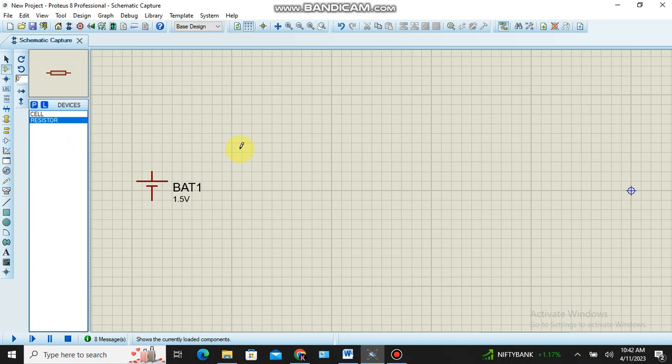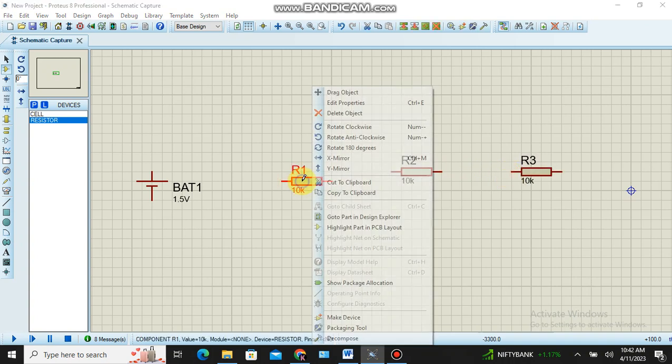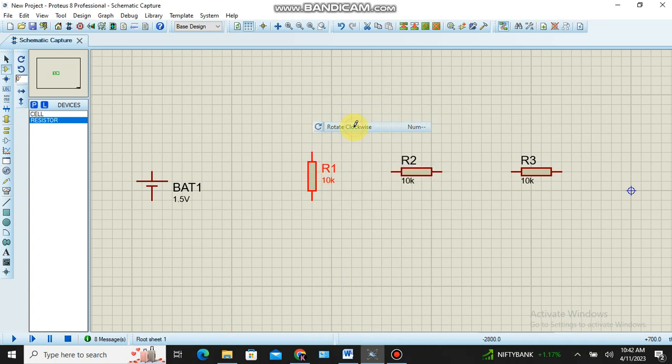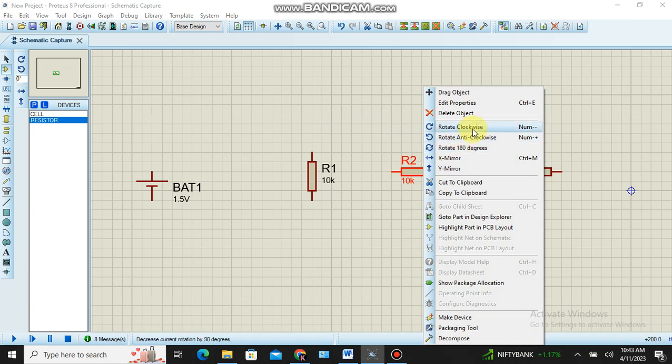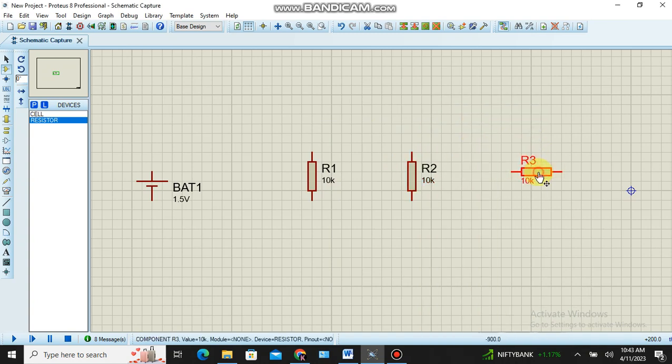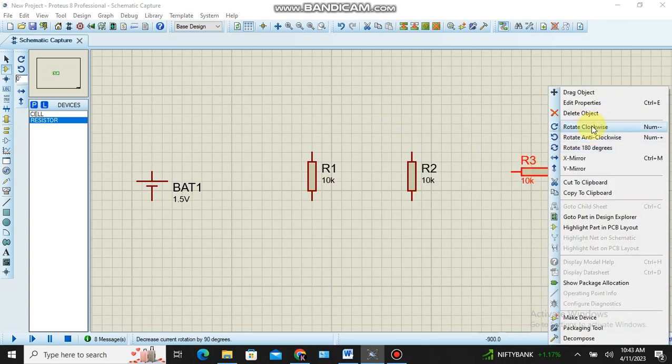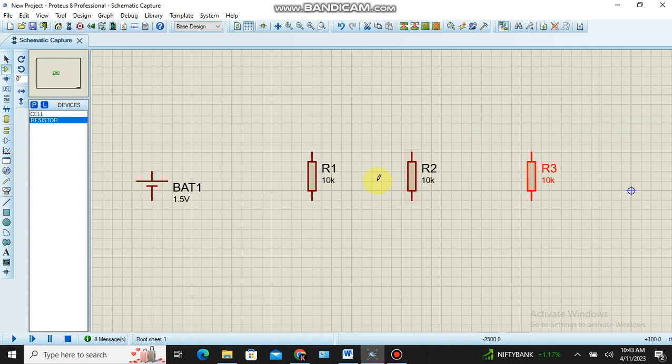I need 3 resistors. I take 3 resistors. So I am going to connect these 3 resistors in parallel connection. So I want to rotate the resistors to the vertical position. So in the parallel circuit, in each branch the current will differ, but the voltage across each element will be the same.